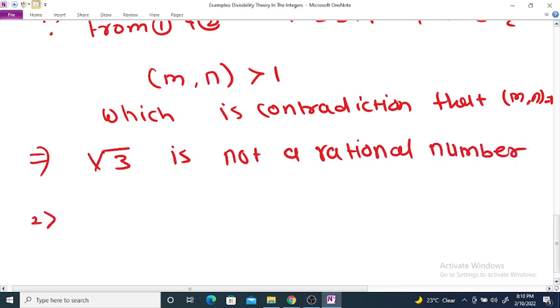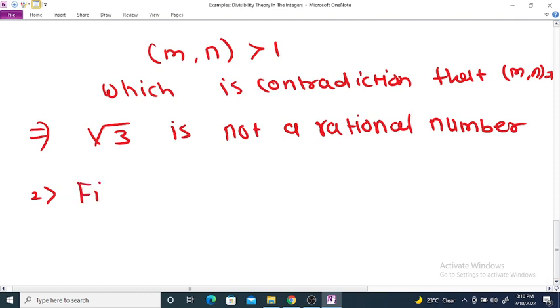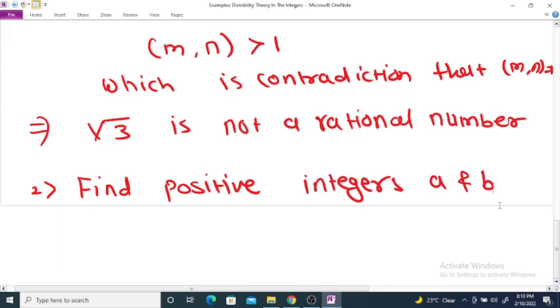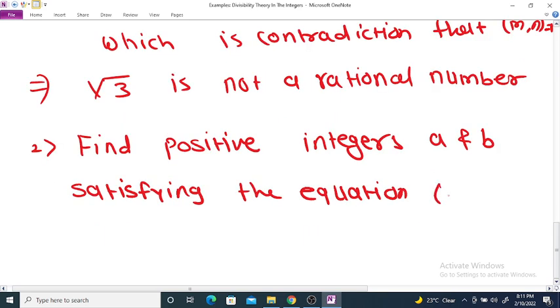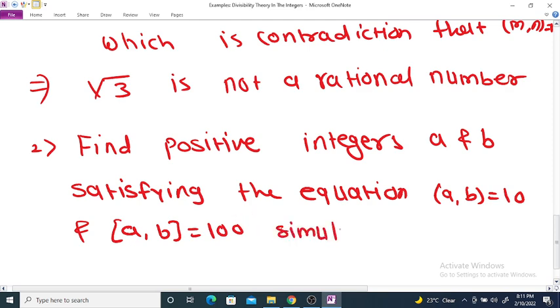Example number 2. Find positive integers A and B satisfying the equation GCD of A and B is equal to 10, and LCM of A and B is equal to 100. Simultaneously find all solutions.